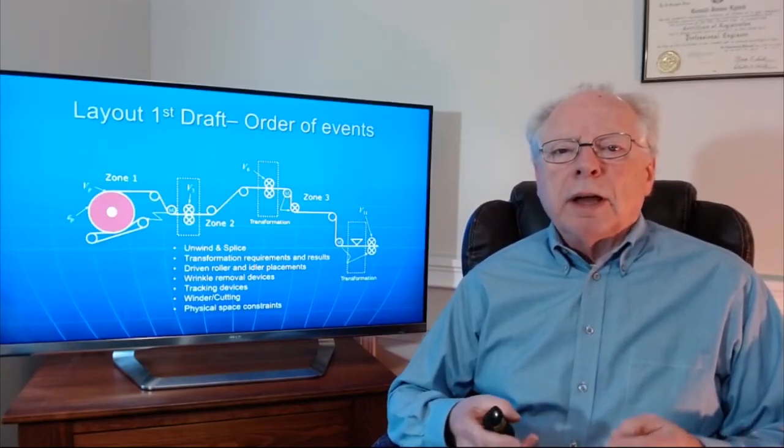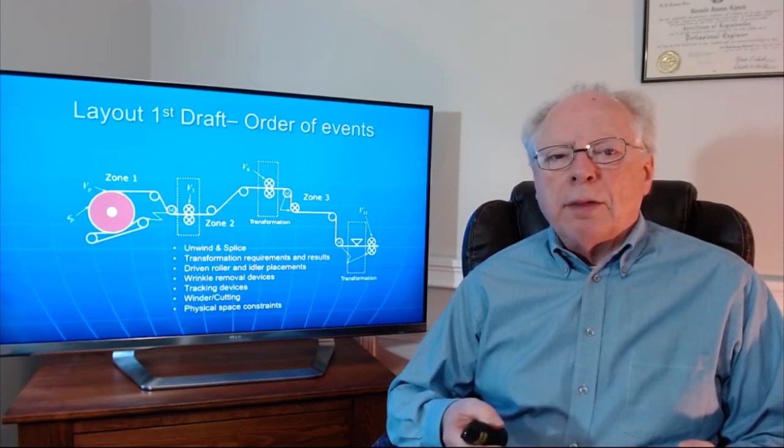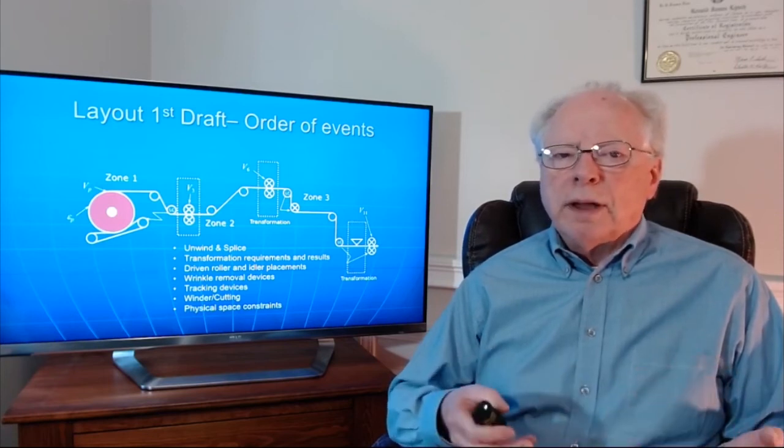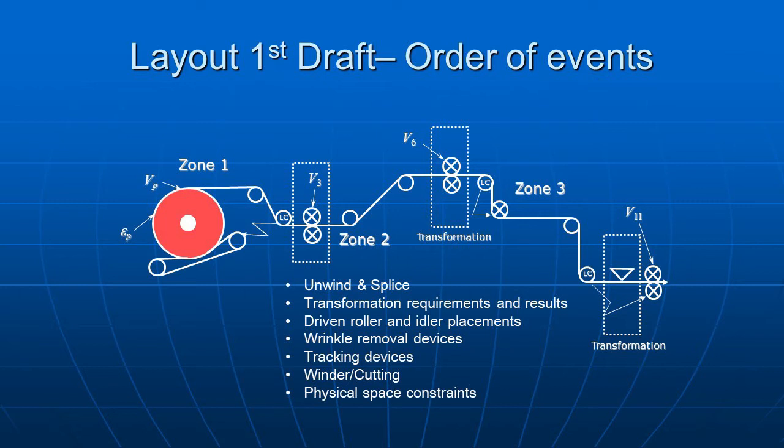Now you can put together a first draft of a web path to think about the order of events and other needs. It's time to think about what tension you need for your unwind and splice system, about wrinkle and tracking needs at transformations, and about the placement of wrinkle remover rollers and tracking guides. You will also need to consider physical space requirements, like transporting a web through a long drying tunnel or needing a multi-dimensional path to minimize the footprint of the line.